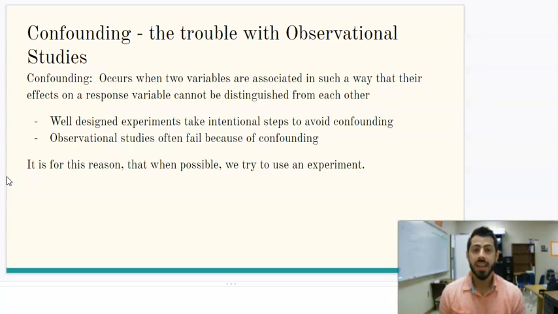If you have a well-designed experiment, then what you've done is you've taken steps to avoid confounding. You've gotten rid of not all possibilities, but most of the possibilities of any confounding going on. Observational studies fail at this because they're not actually interacting with any of the experimental units. It's for this reason that when we can, we should try to use an experiment.